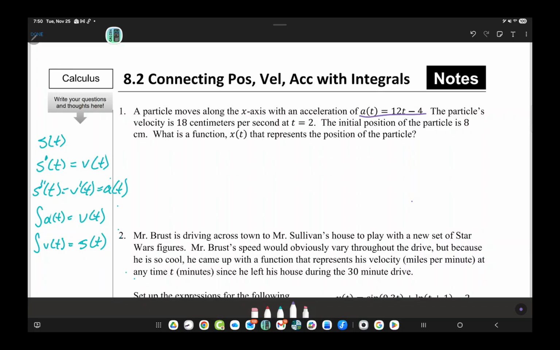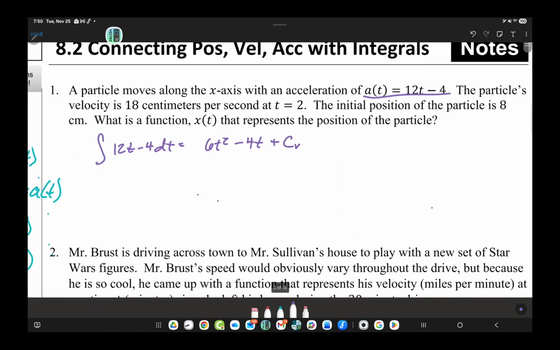So I want to go from acceleration to position, which means first I'm going to find velocity. So the integral of 12t minus 4 dt, well, that is 6t squared minus 4t plus some constant. And since this is the constant for velocity, I'm just going to put a little subscript v. You don't really have to, but it does help note that this is a different constant that I'm going to talk about in a moment.